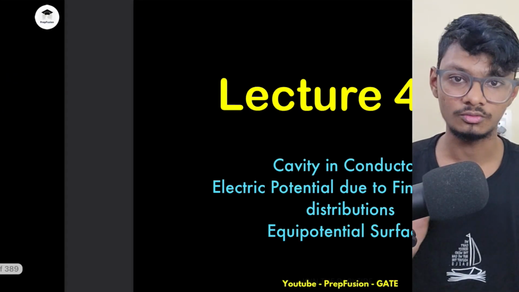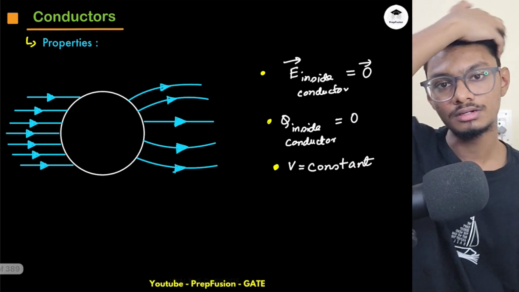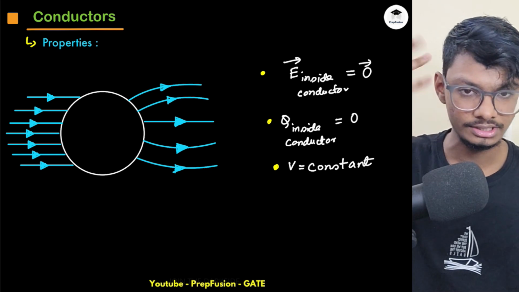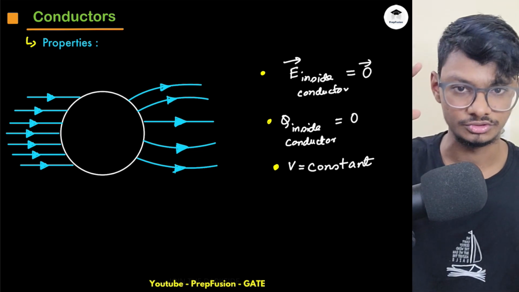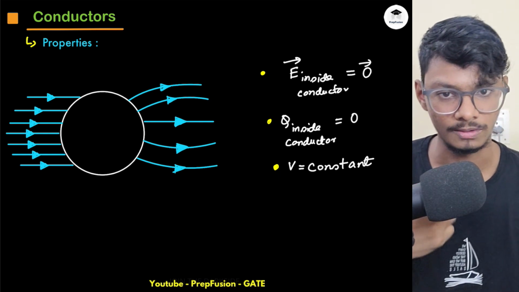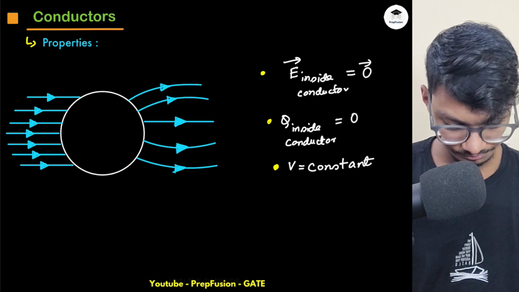So let's now start with today's lecture 4b. First of all, we'll again redo the conductors part, because at that point of time I didn't explain it clearly about the charge distribution. I will explain it again, and I will revise the properties of conductor, because at that point of time we didn't study the potential difference.